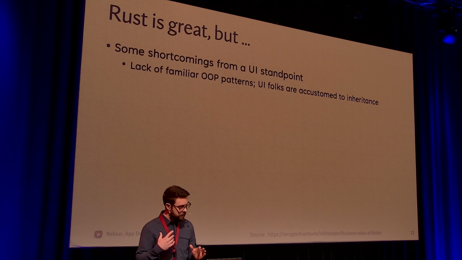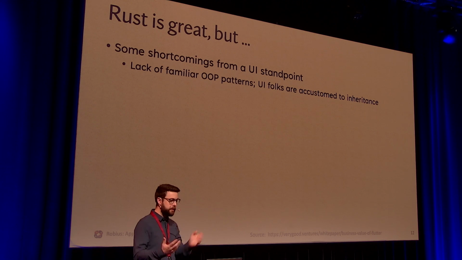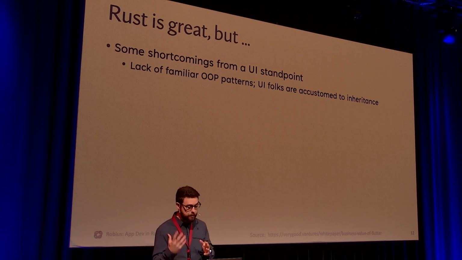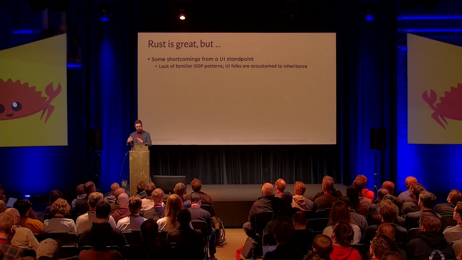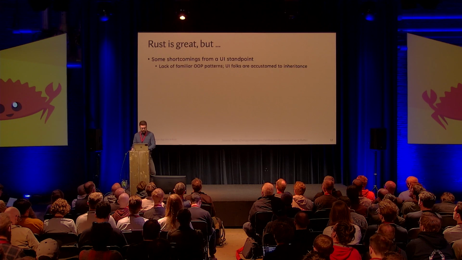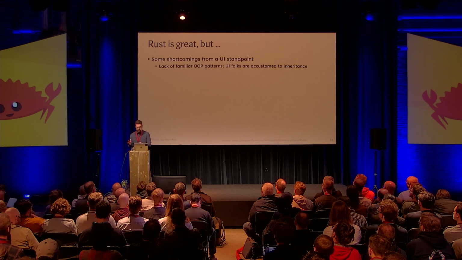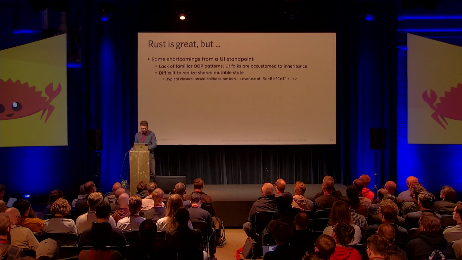A lot of app developers and UI developers typically expect familiar object-oriented programming patterns, where one widget can inherit from another widget. That's something that's a little difficult to accommodate in Rust. But many of these UI toolkits have developed DSLs specifically to get around that problem.